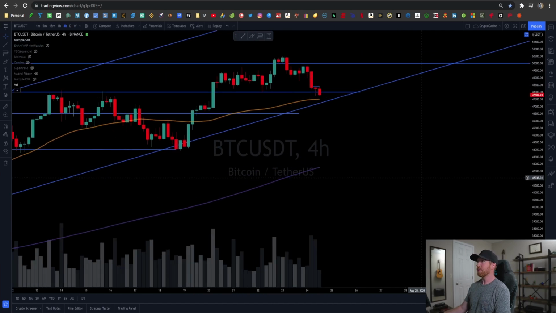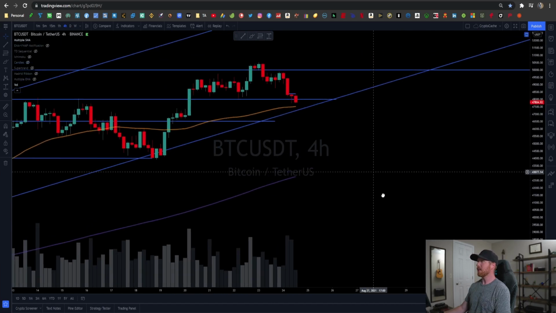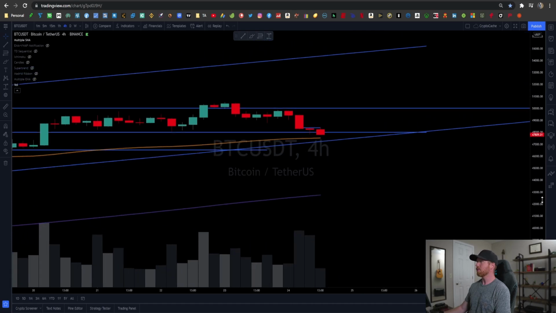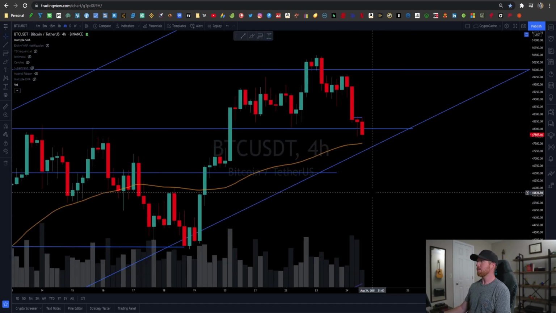And let's take a look here. The 50 days simple moving average hasn't been tested yet, but it's likely soon to. Okay, so just keep that in mind. We got 50 coming up here as well.